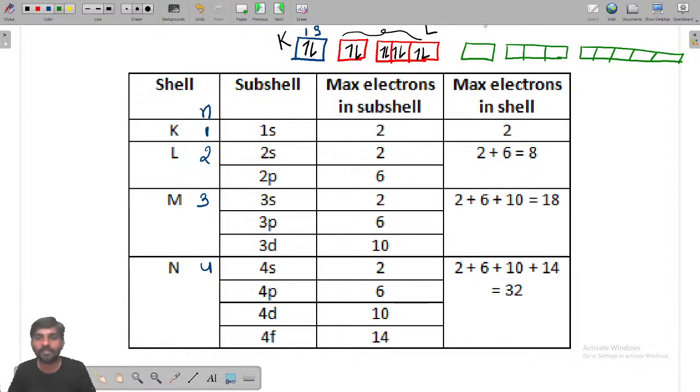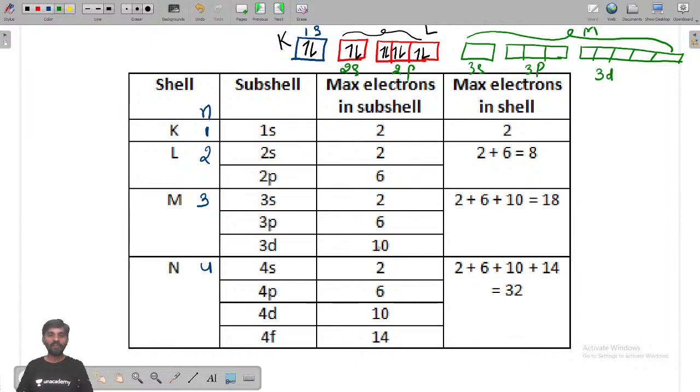So this green represents this complete subshell. M subshell. N subshell. Okay. So for the second L value, what are you getting? This is 2s, this is 2p. This is 3s, this is 3p, this is 3d.